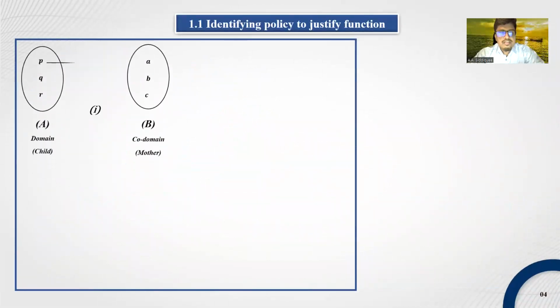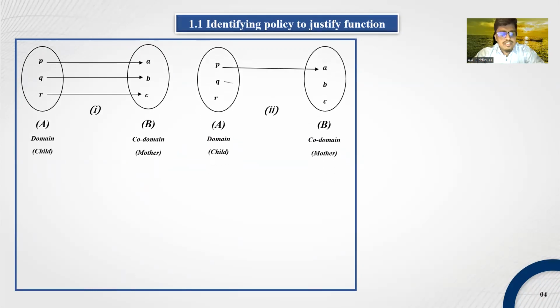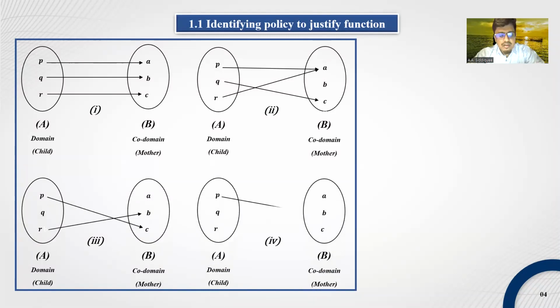This slide is about identifying policy to justify a function. As you can see on the screen, there are some relationships between two non-empty sets A and B, where the elements of A are P, Q, and R, and the elements of B are A, B, and C. Here I established four types of rules between the elements of A and B. Can you find which are functions and which are not?